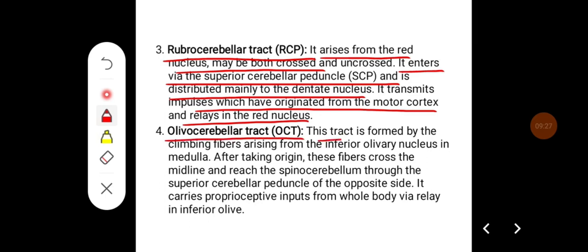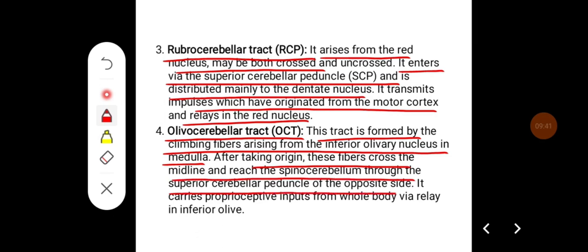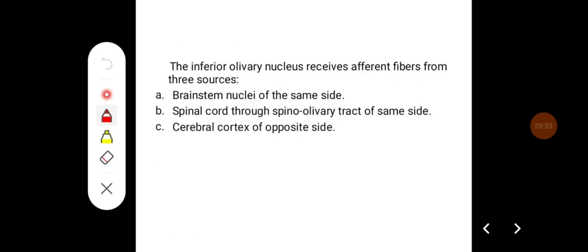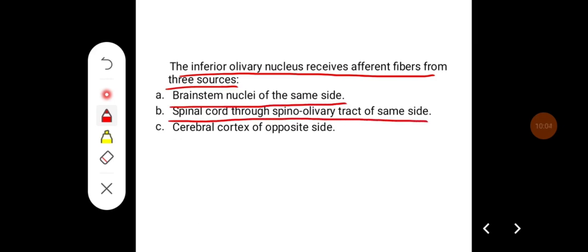Olivocerebellar tracts. This tract is formed by the climbing fibers arising from the inferior olivary nucleus in medulla. After taking origin, these fibers cross the midline and reach the spinocerebellum through the superior cerebellar peduncle of the opposite side. It carries proprioceptive inputs from whole body via relay in inferior olive. The inferior olivary nucleus receives afferents from three sources, that is brainstem nuclei of the same side, spinal cord through spino-olivary tract, same side, and cerebral cortex of opposite side.